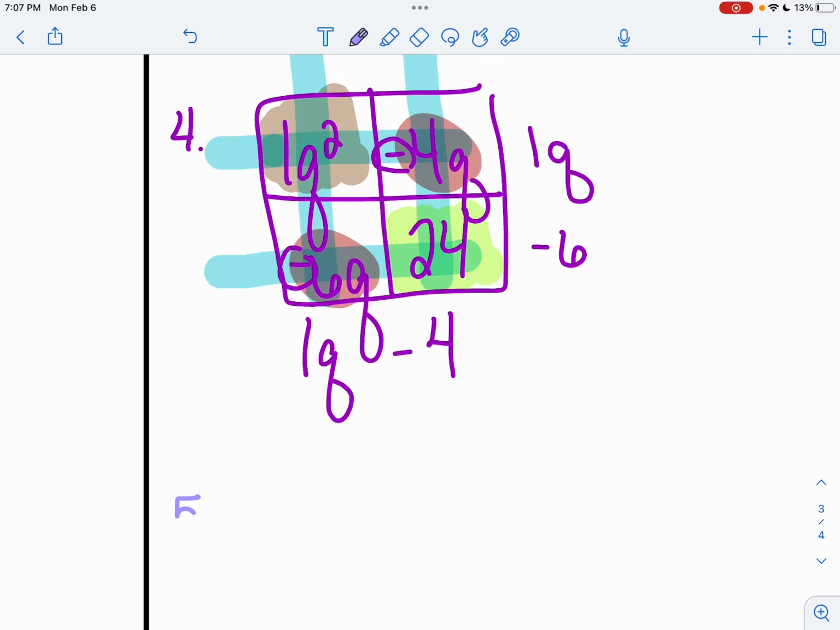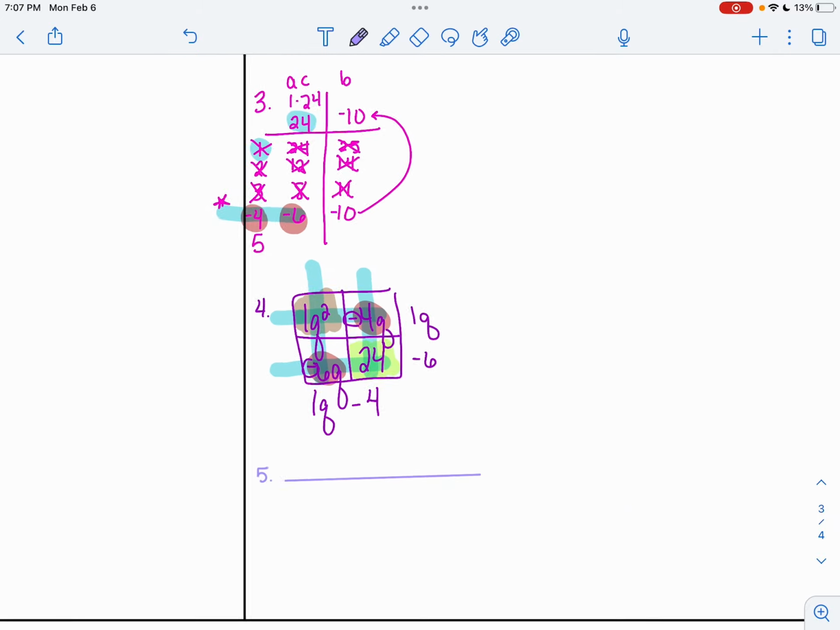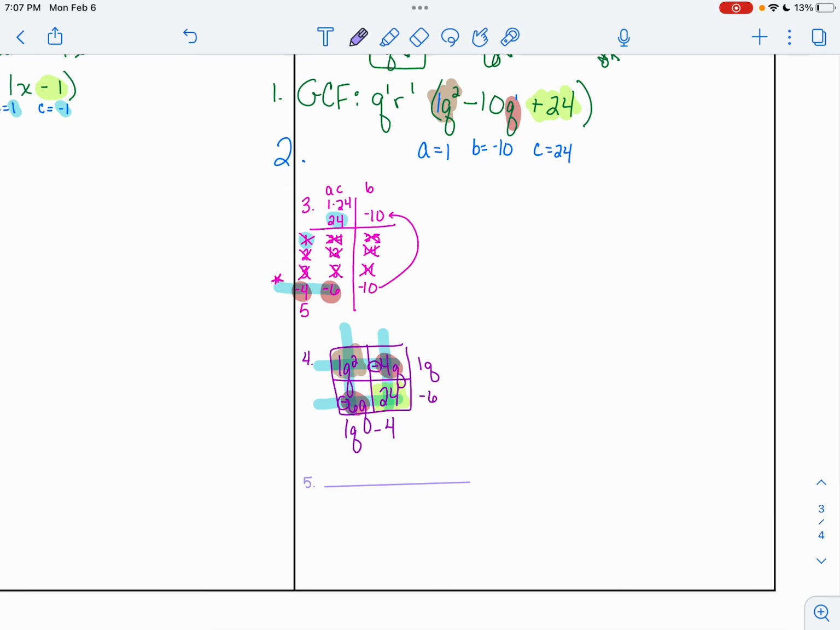Step 5, we finish by writing all the factors of the original polynomial. So we start with our GCF, which was a q to the first and an r to the first.